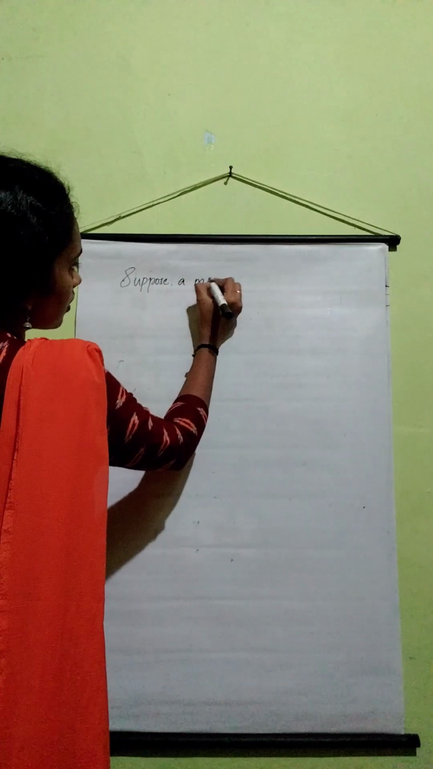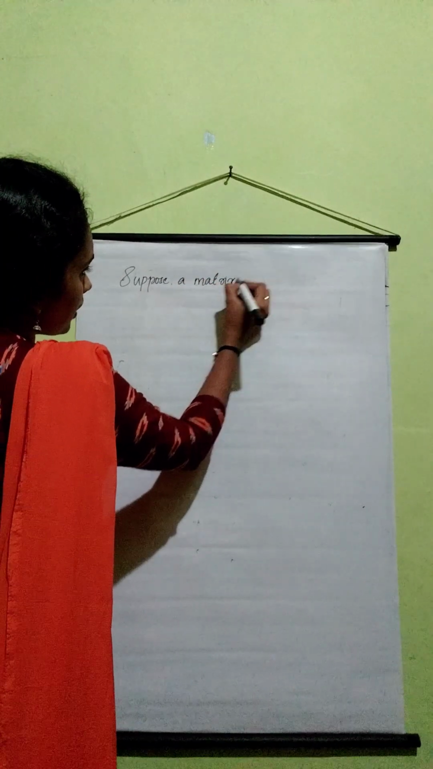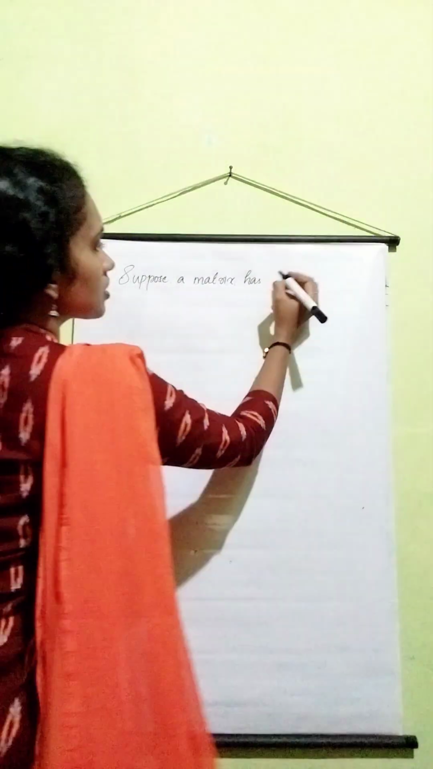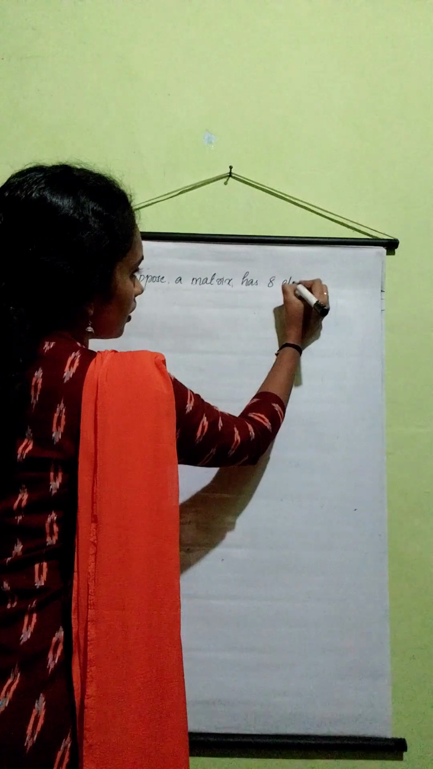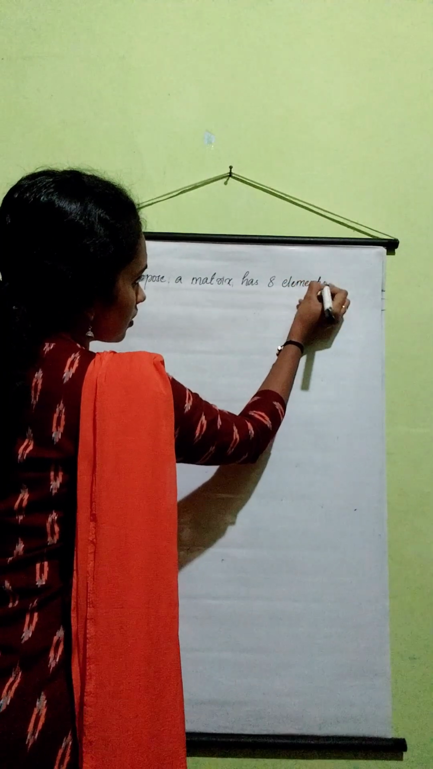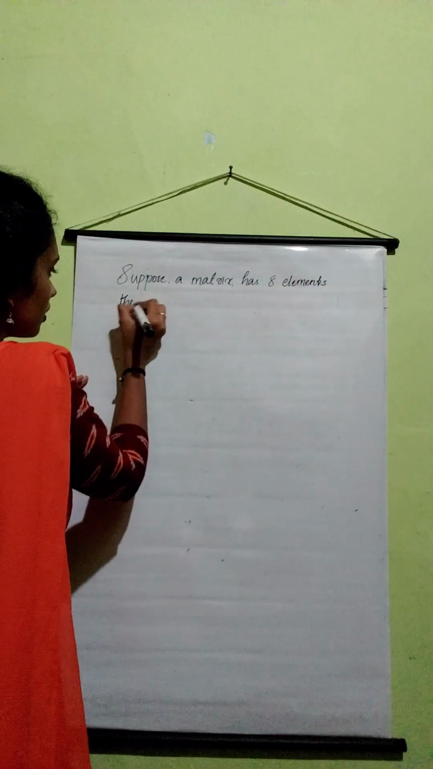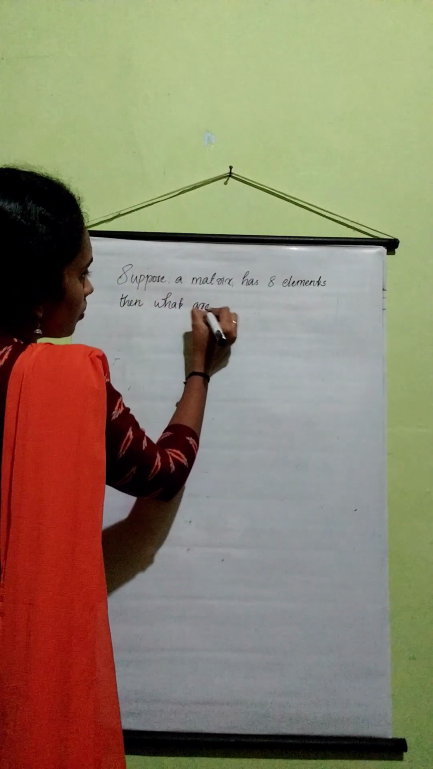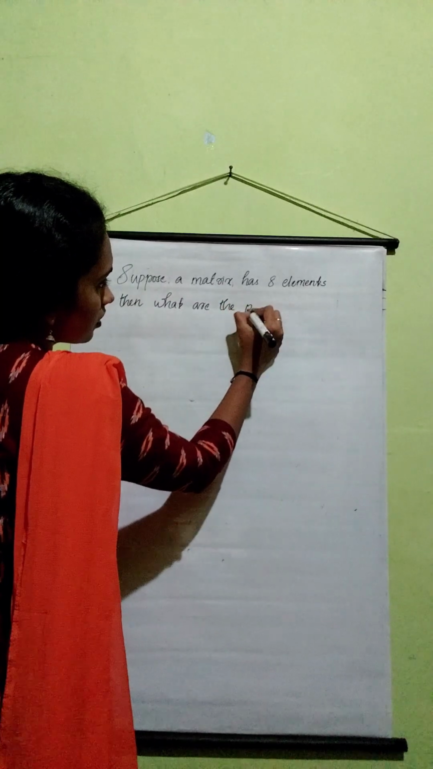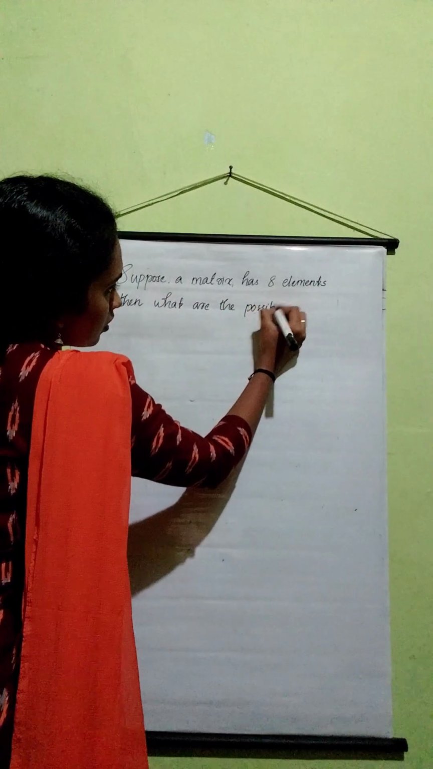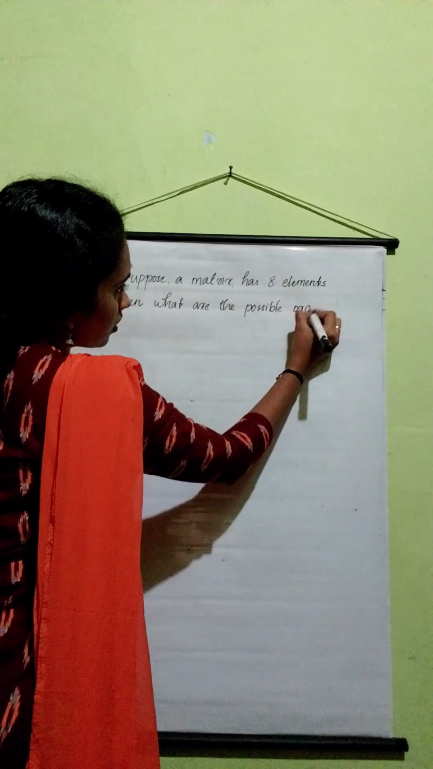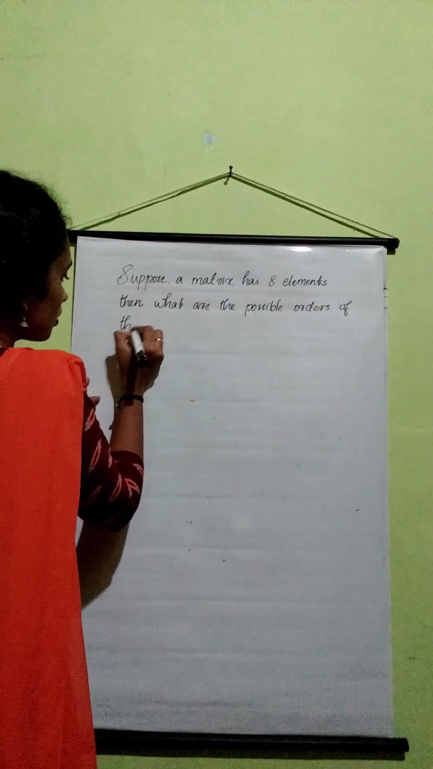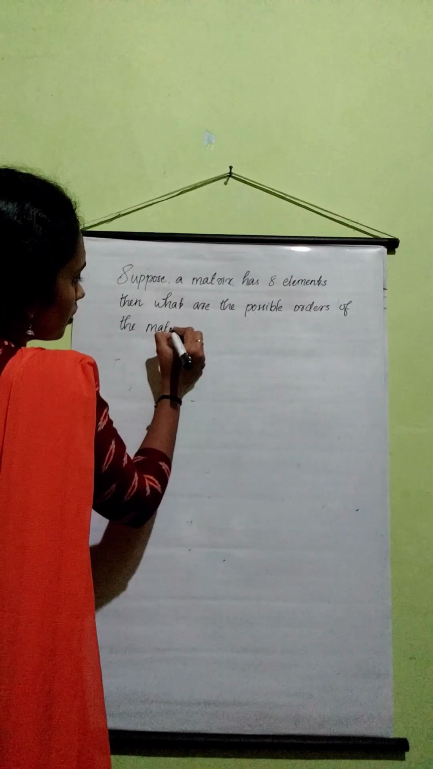Suppose a matrix has 8 elements, then what are the possible orders of the matrix?